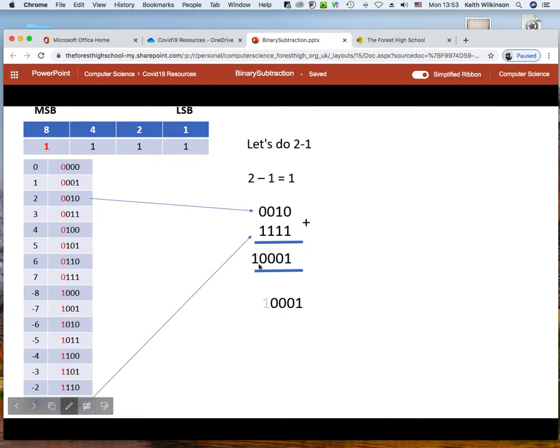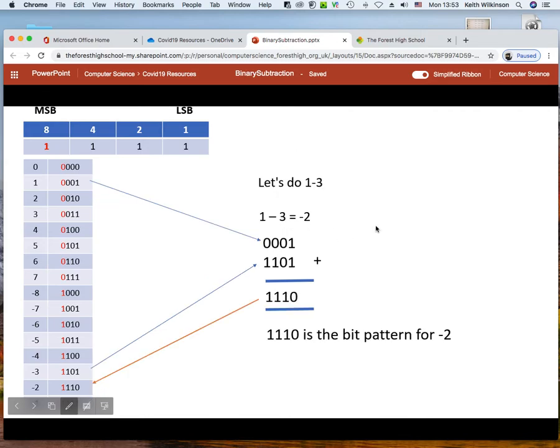And again, I've gone beyond my 4 bits into 5 bits. The computer will not throw an error, it will just ignore it, and I've grayed out the 1 to give me the value 0, 0, 0, 1. And if I look back in my table for the pattern 0, 0, 0, 1, it's the value 1 again. So 2 minus 1, add them together, gives me the value 1. So 2 minus 1 is 1.